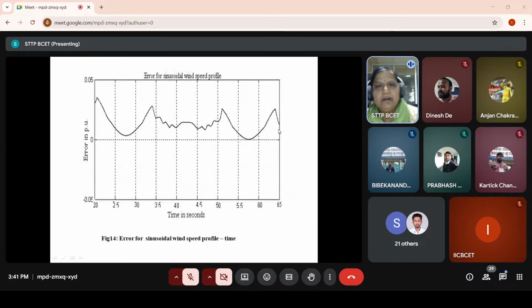If you find out this error, you can find the error is like this. Here also you can find the error in per unit with respect to time in seconds. Here also the error is very, very less, in the range of 0.03 per unit, which is very small. So in brief, we can say that for wind speed estimation, if you are using an ANN system based on radial basis function, you are able to get the estimated wind speed in a manner which is almost nearer to the actual wind speed.